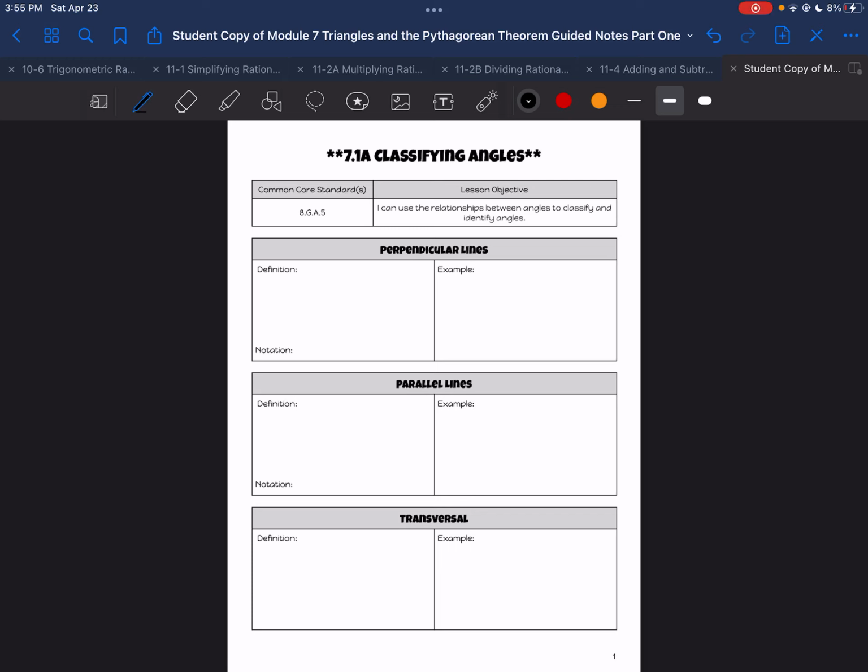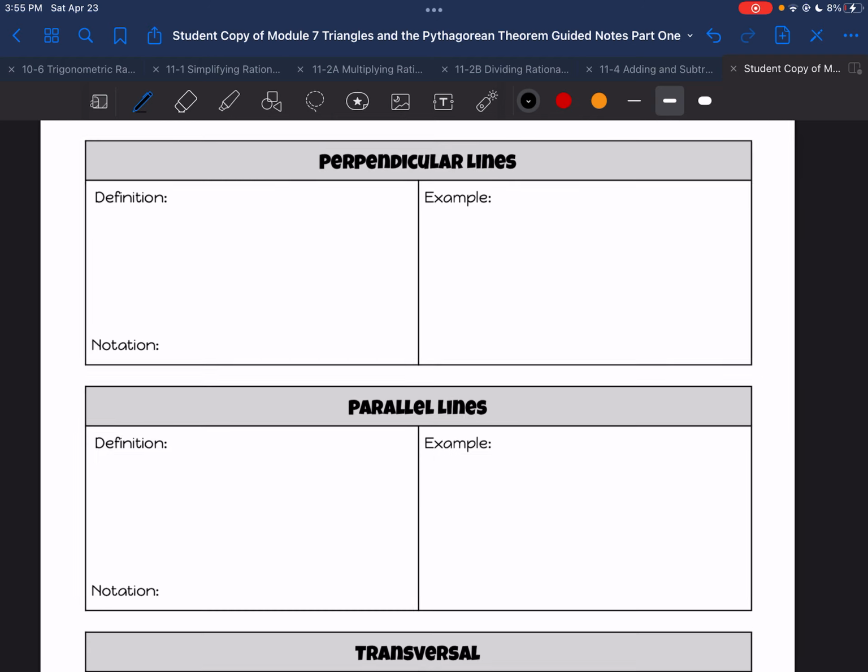Hi guys, welcome to lesson 7.1a, classifying angles. We're going to go through a few definitions to start off today.